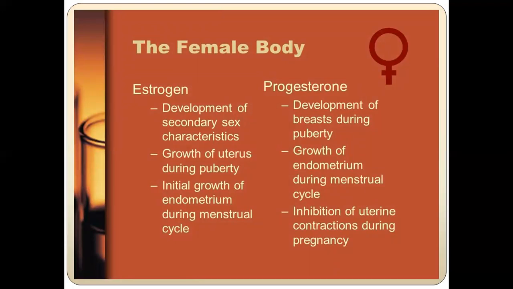Now, what about the female hormones? I told you the female gonad is the ovary, and these ovaries produce egg, and the hormones of the female are called estrogen and progesterone. Now, what about estrogen? This is a female hormone. It is responsible for the development of secondary sex characteristics and growth of uterus during puberty, and initial growth of the endometrium during the menstrual cycle. Now, what about progesterone? It is responsible for the development of breasts during puberty, growth of endometrium during the menstrual cycle, and inhibition of uterine contraction during pregnancy. Is it clear?